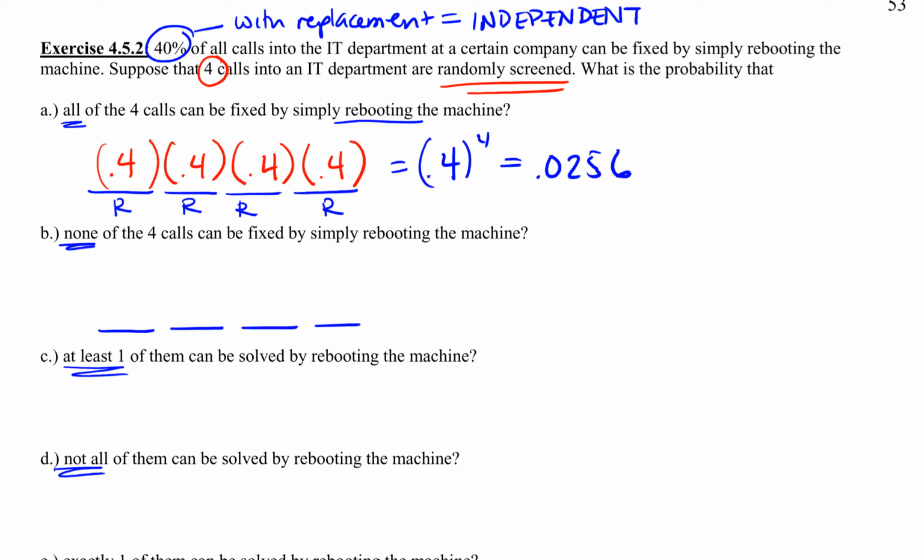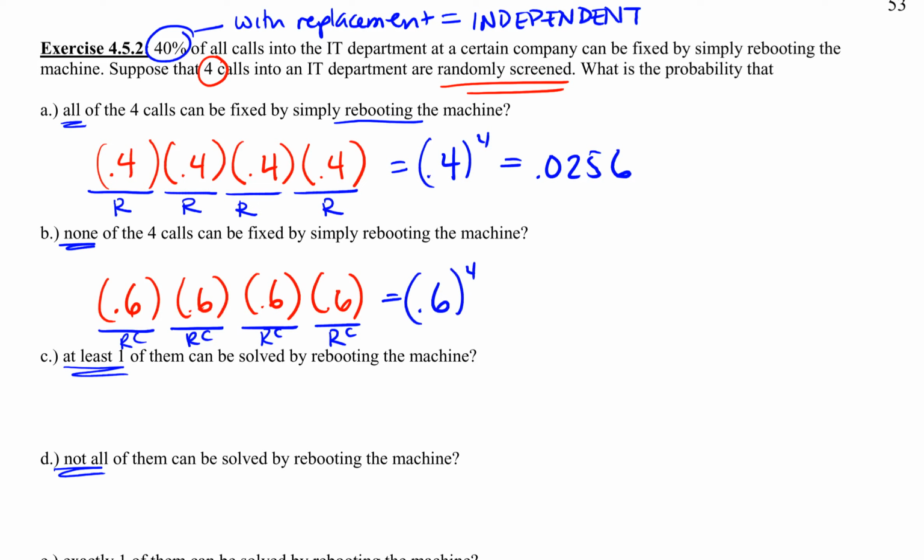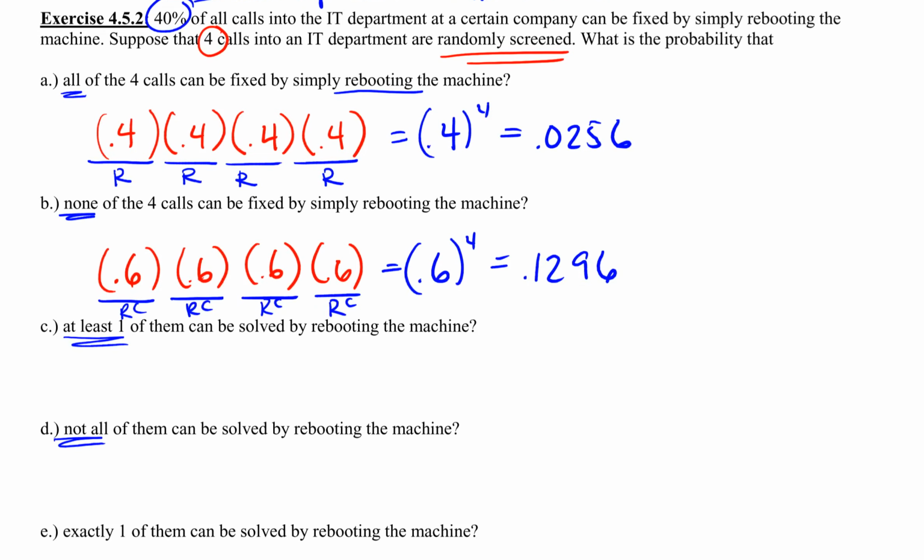So for B, none of the calls means that every single one of these failed to be fixed by rebooting, right? First call, second call, all of them. And if rebooting works 40% of the time, that means 60% of the time it doesn't. So this one ends up just being 0.6 to the 4th power, which is 0.1296.